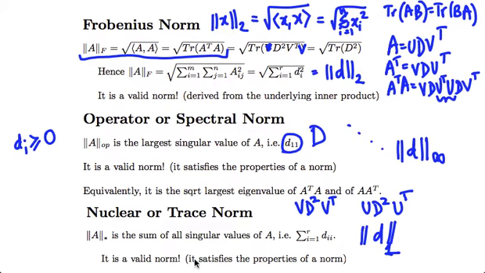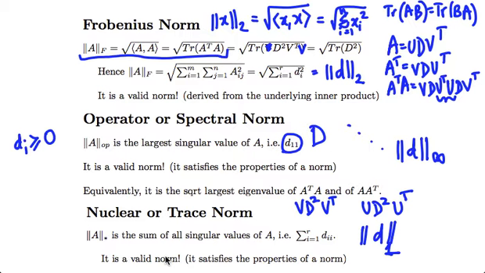Now again, this is a valid norm, and it satisfies all the properties of a norm. You shouldn't just take my word for it. You should go back to the previous set of tutorials and look at the properties that a norm needs to satisfy, and convince yourself that the nuclear norm, that is the sum of the singular values, actually does satisfy all those properties.